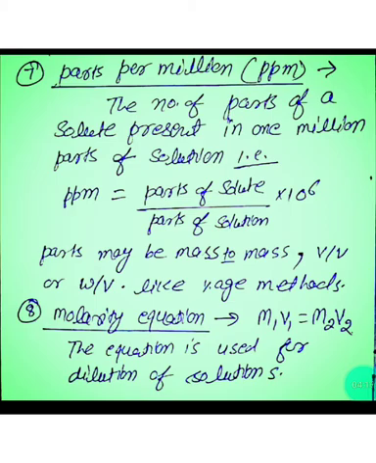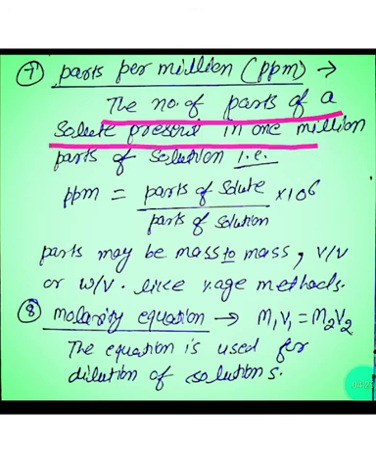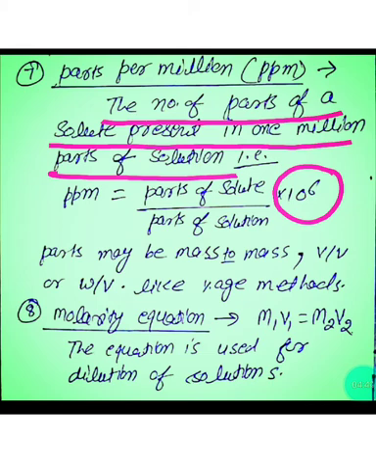What we have is the number of parts of a solute present in 1 million parts of solution. It means in percentage method we use 100, and at the place of 100 if we use 10 raised to power 6 for mass percentage, then it becomes parts per million.